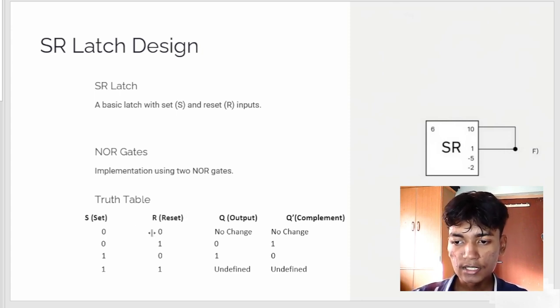So when the inputs are 0 0, the output is no change, and the complement is no change. When the input is 0 1, the output is 0 and the complement is 1. When the input is 1 0, the output is 1 and the complement is 0. When the input is 1 1, the output is undefined, and the complement is also undefined.